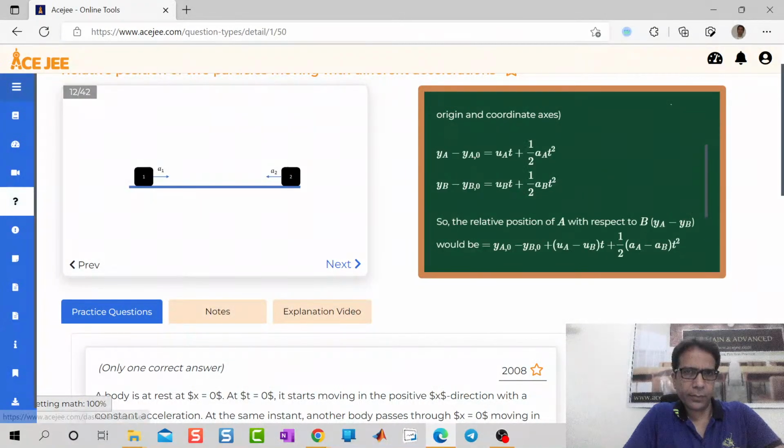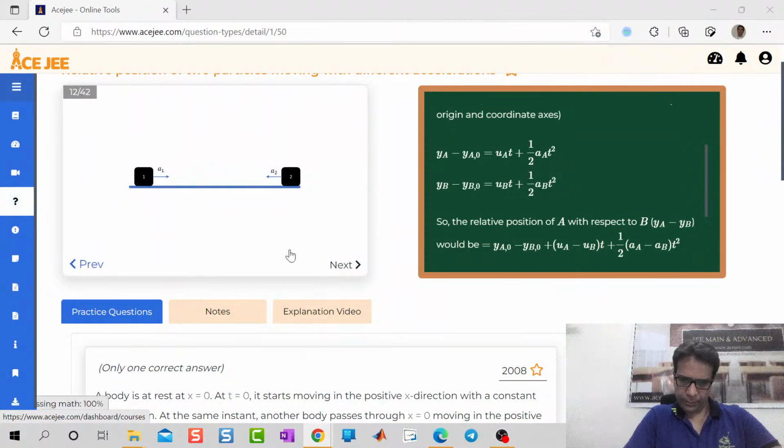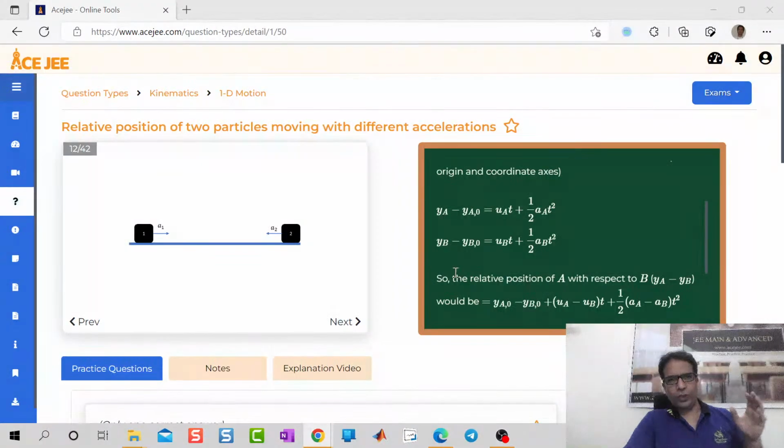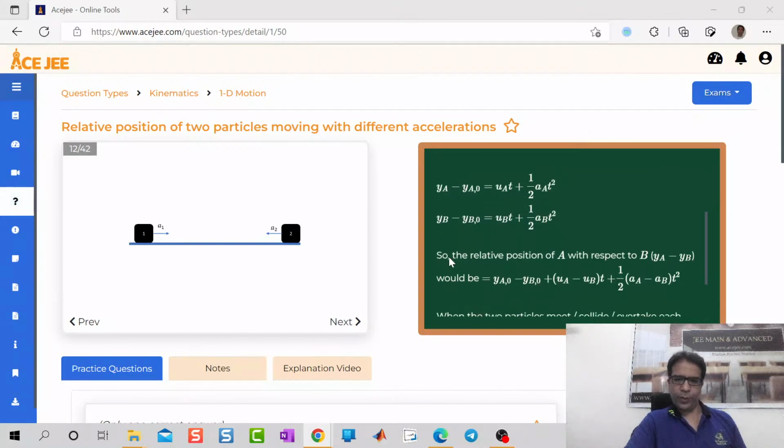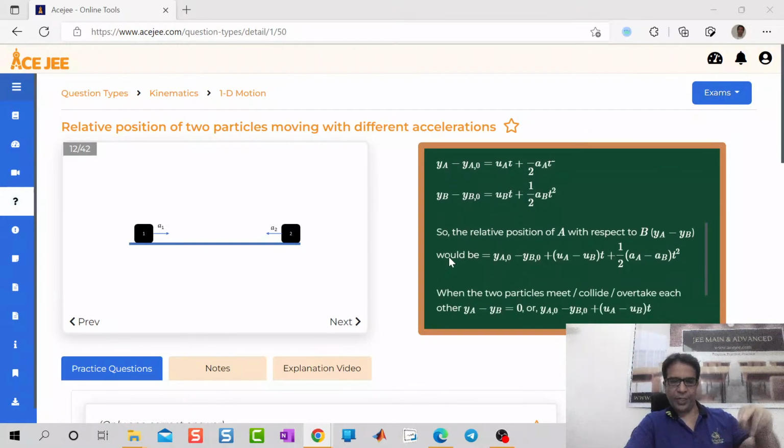So once again, we talk about motion along one dimension, and we are talking about two particles, their relative position, with particles moving at different accelerations, but the accelerations are constant. So we can still use v = u + at and s = ut + half at square. And once again, the relative position of A with respect to B would be the position of A with respect to some origin on the ground minus the position of B with respect to the same origin attached to the ground.